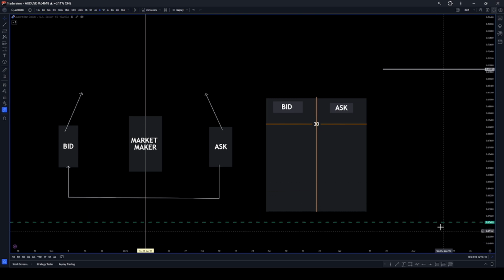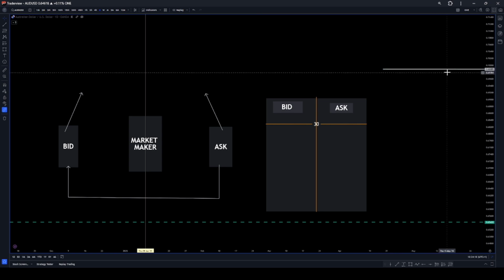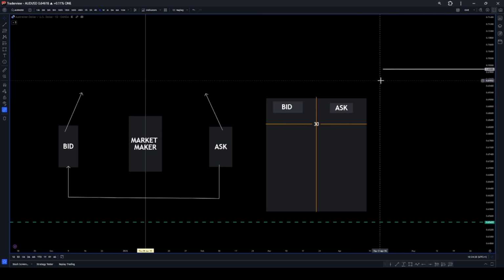Anything above and below price is just liquidity. So when you place an order here, what have you done? You have brought liquidity into the market. Either you bid or you ask, you have brought liquidity into the market. I hope you get what I'm saying.